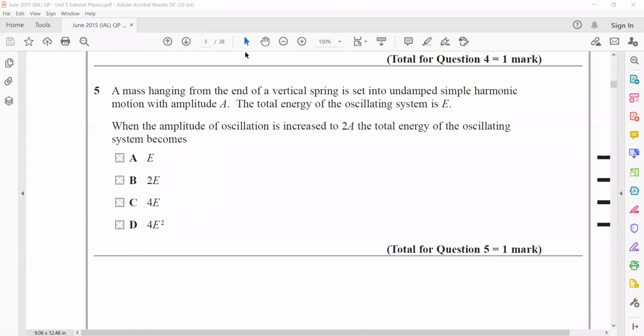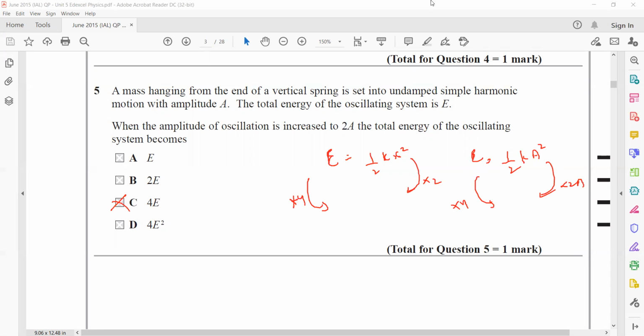For question 15, a mass hanging from the end of a vertical spring is set into undamped simple harmonic motion of amplitude A. The total energy is E. What is the total energy when the amplitude of oscillation is increased to 2A? So we have half kx squared. If the amplitude is doubled, it will vary with the square, so this will be multiplied by 4. If amplitude is A, energy is E, but the amplitude is twice, so the energy will be 4 times the original value.